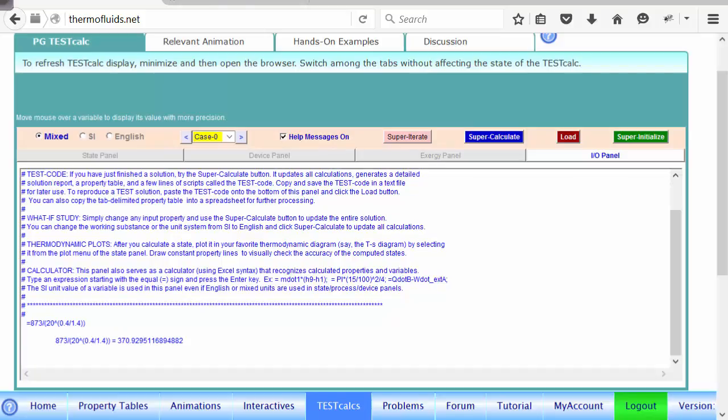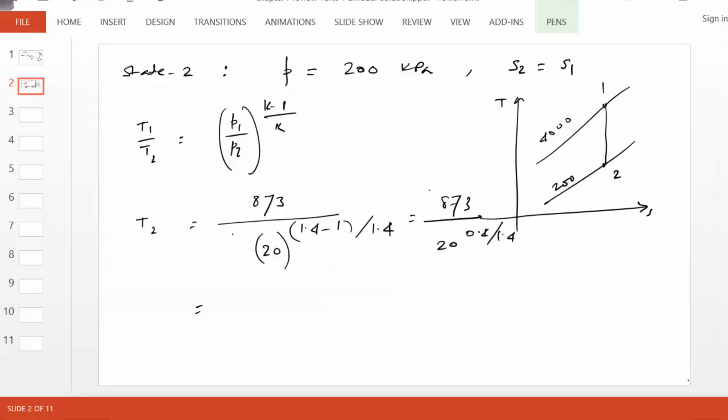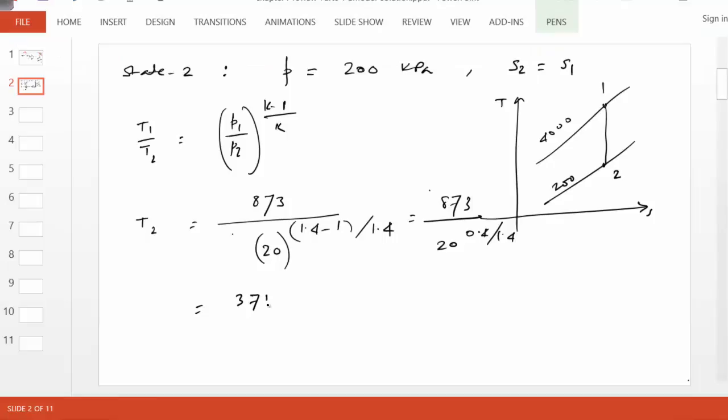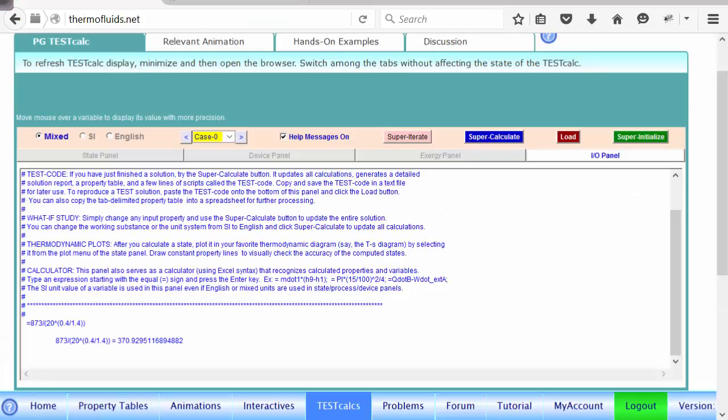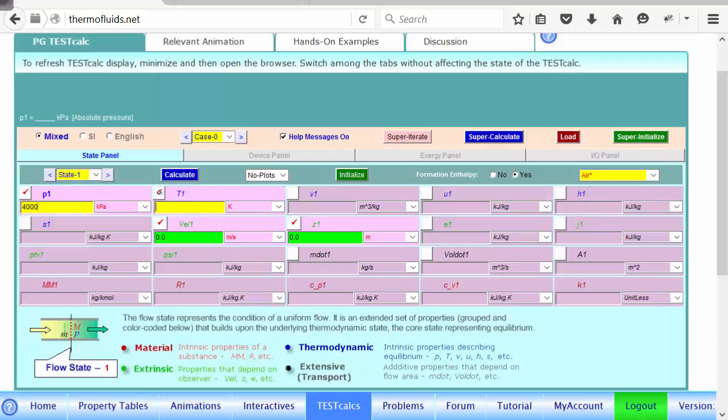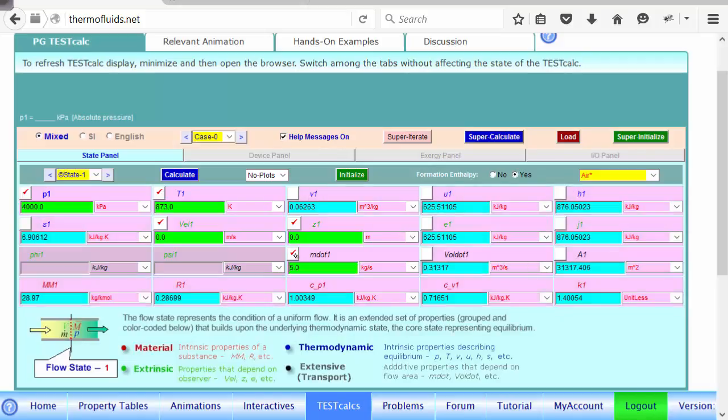If you want to verify that answer, we go back to TestCalc, this time to the state panel, select air. Pressure is 4000 kPa, temperature I believe was given to us to be 873 Kelvin, right? And mass flow rate was 5 kg per second, so that's all about state 1.